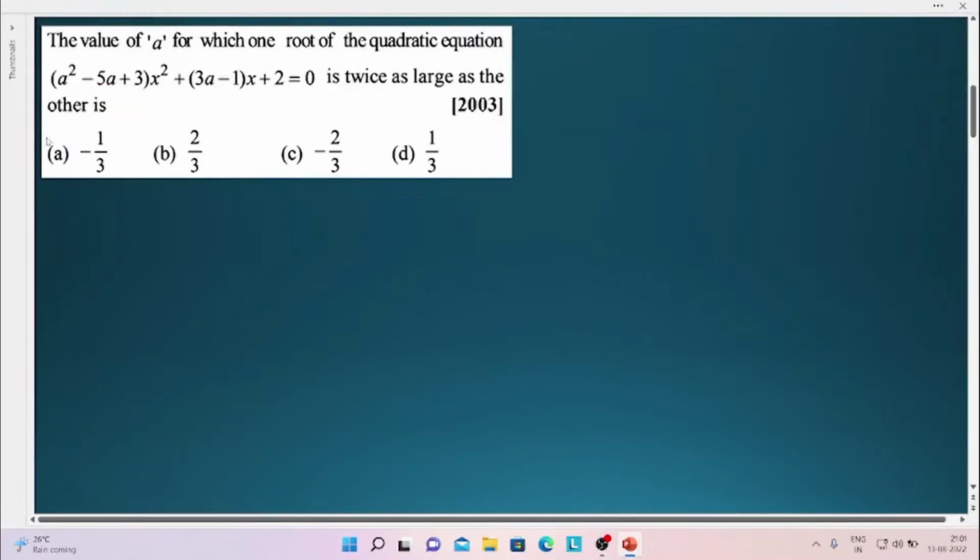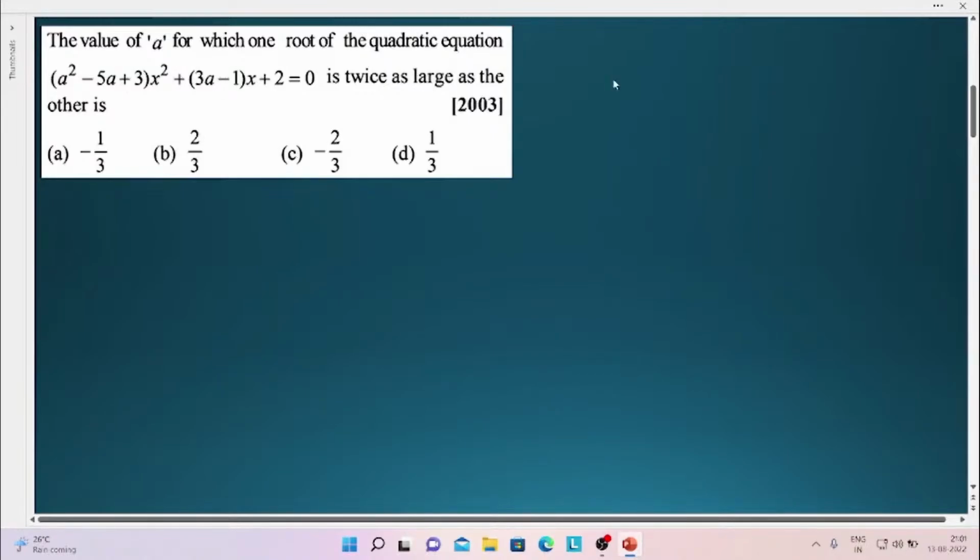Can you please try to answer what will be the process by which we can solve this question? The question given to you is: the value of a for which one root of the quadratic equation a square minus 5a plus 3 times x square plus 3a minus 1 into x plus 2 equals 0 is twice as large as the other, right?